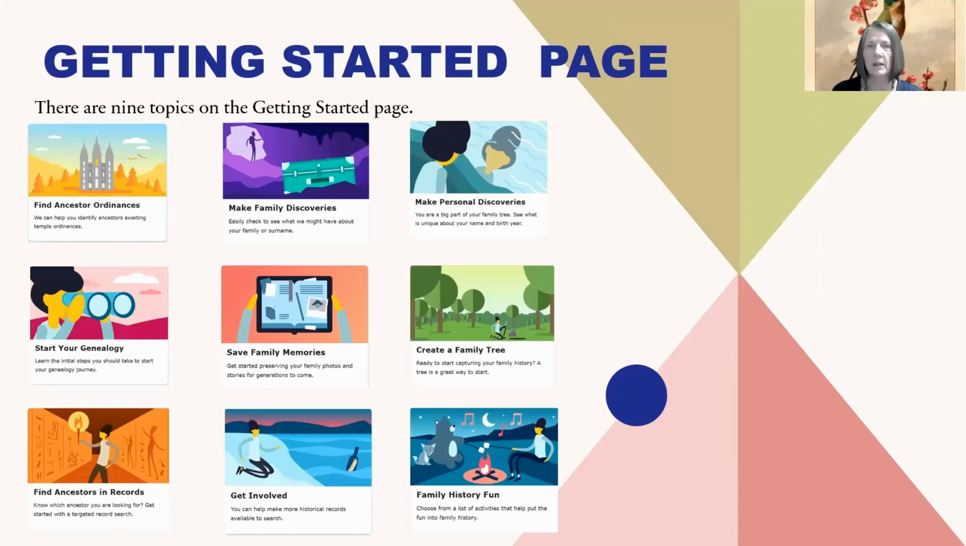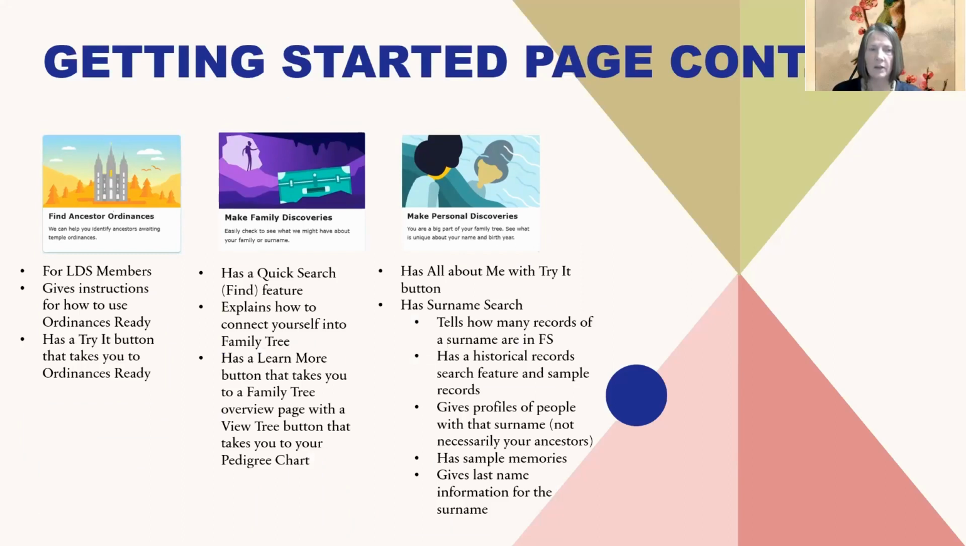These are the boxes on the getting started page. There are 9 topics there on that getting started page, and you can see quite a variety of things. So on that page, you have find ancestor ordinances. This is for LDS members, and it will give you instructions on how to use Ordinances Ready. It has a try it button that takes you to Ordinances Ready.